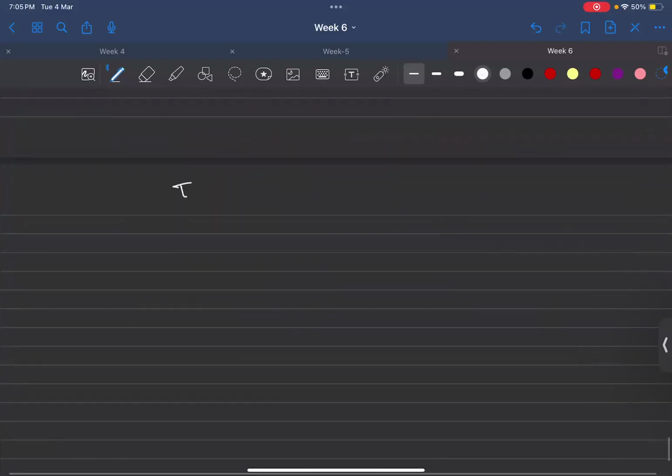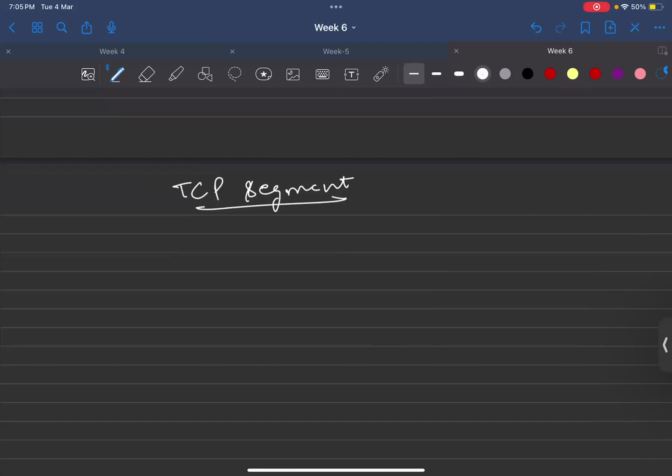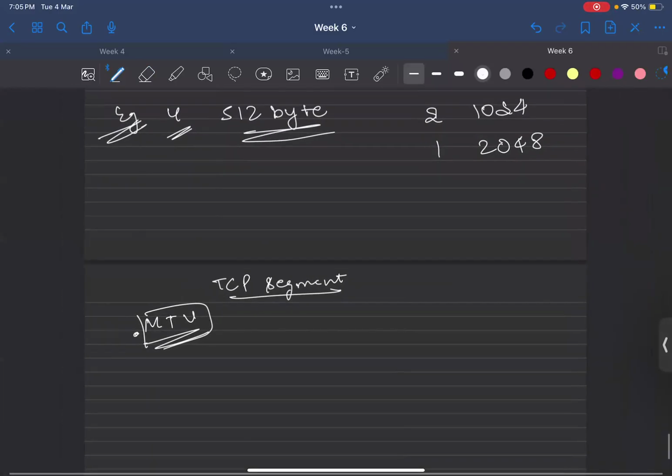Now about the TCP segment. Can you tell me what is MTU? Maximum transmission unit. Now, what does it mean? How much data is sent in one go? Am I correct in saying it in easy words? How much data is transmitted in one go?